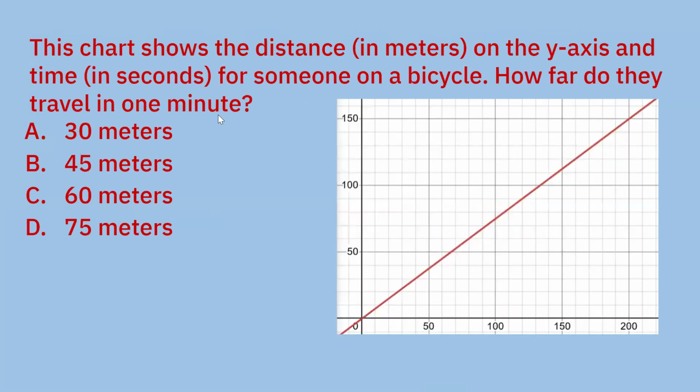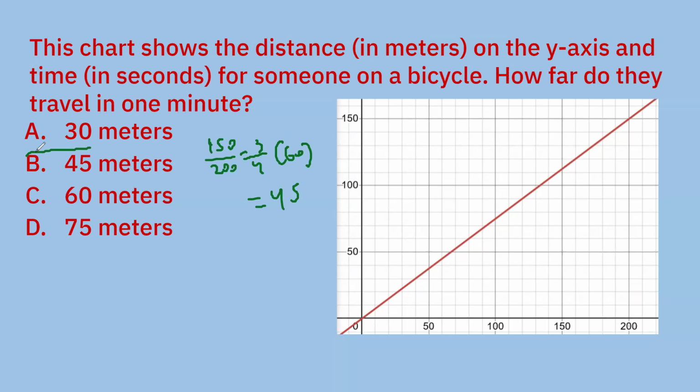So this chart shows the distance in meters on the y-axis and time in seconds for someone on a bicycle. How far do they travel in 1 minute? Okay. So you have time in seconds on the x-axis, right? So you could find the rate per second, and then multiply it by 60. And so the rate would be 150 over 200, which is 3 over 4. And then you just multiply that by 60. And you'll get 45. And that's not too bad.